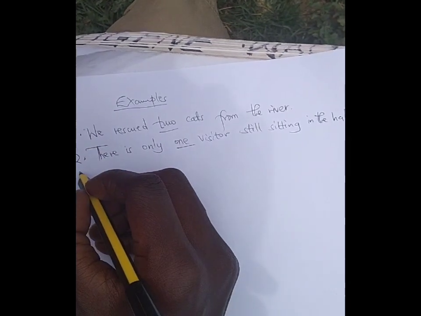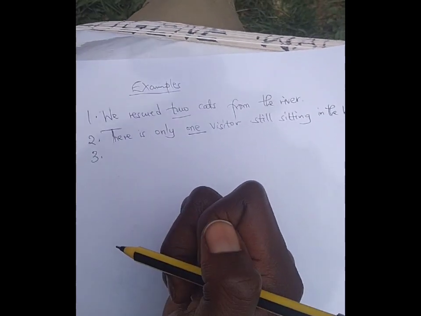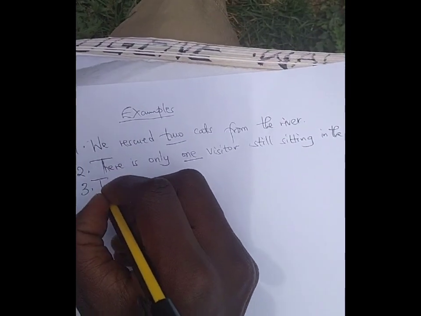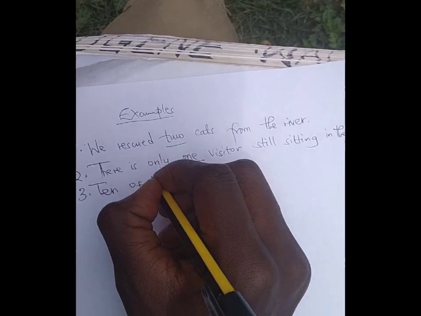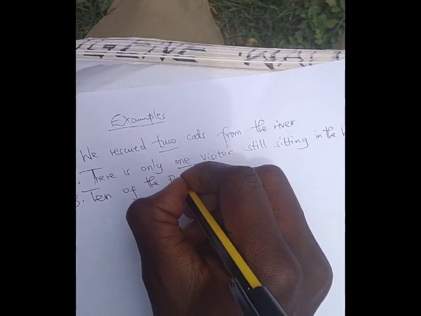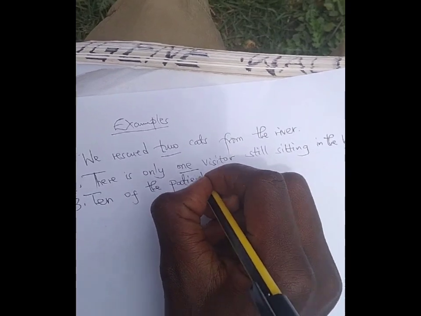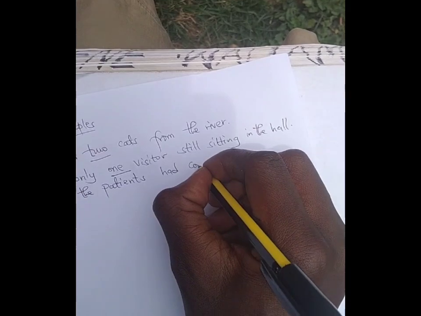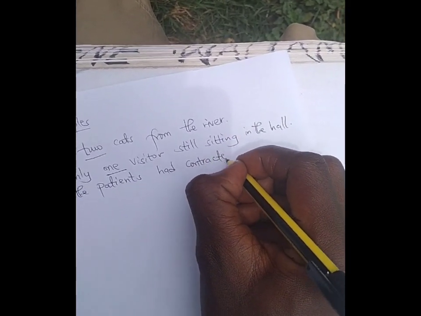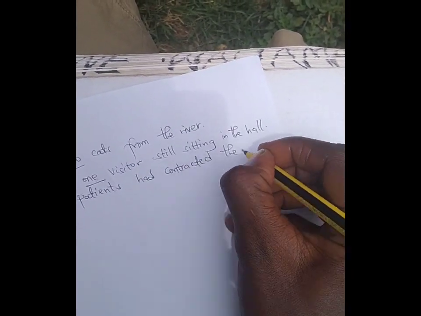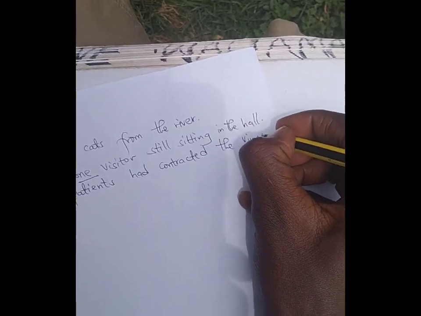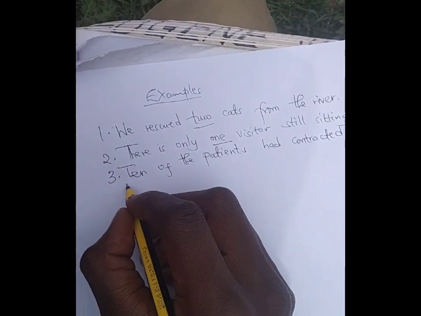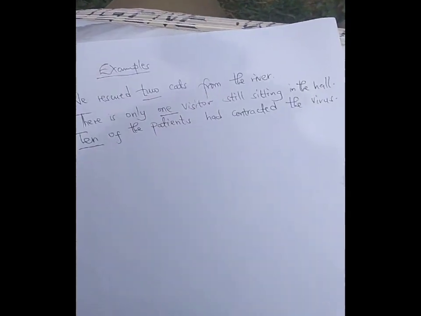Write that down. The last example of sentence in this case, 10 of the patients had contracted the virus. So there are a number of patients, among them 10 had contracted the virus.